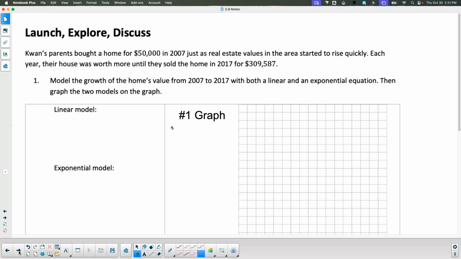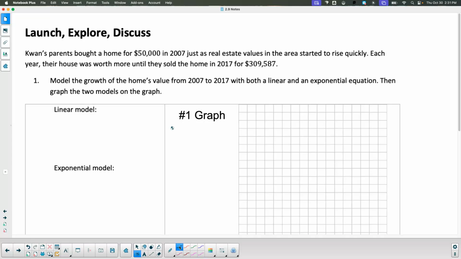It is asking us to model the growth of the home's value from 2007 to 2017 with both a linear and an exponential equation. Then it says graph it, but I'll graph it for you. You guys don't have to worry about the graphing part. So if you want to do your work here in the graph, that's fine.